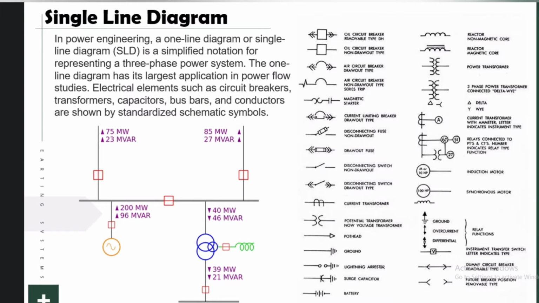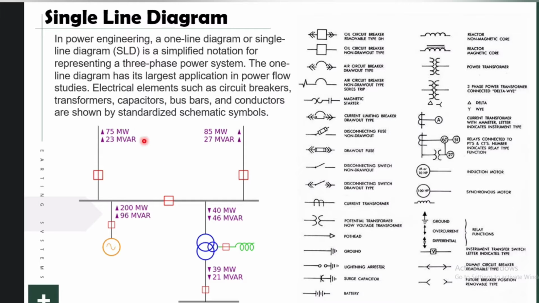In this lecture, I will identify for you the single line diagram. In power engineering, a one-line diagram or a single line diagram is a simplified notation for representing a three-phase power system. The one-line diagram has its largest application in power flow studies. Electrical elements such as the circuit breakers, transformer, capacitor, bus bars, and conductors are shown by standardized schematic symbols.